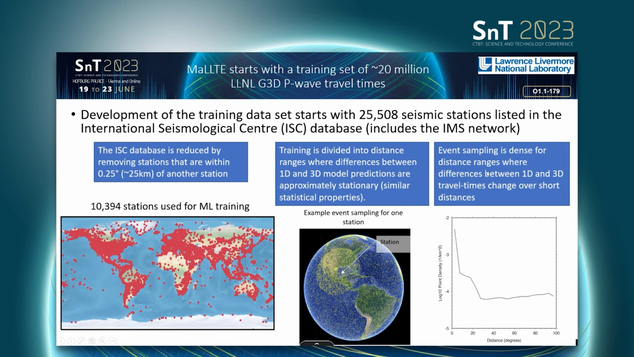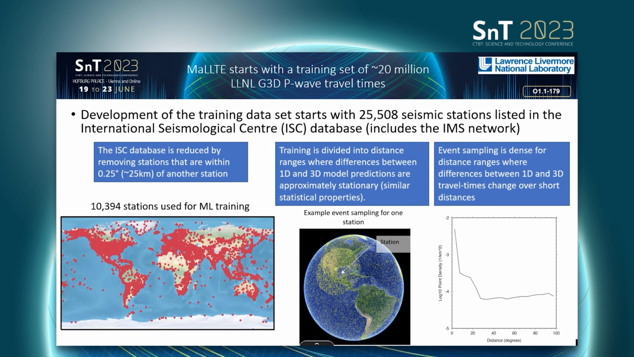At each of those, we sampled hypothetical events, and this shows an example for one station in this center figure here, where you can see that there's high sampling density close to the station, as shown in this figure to the right. So that's distance and then sample density. And then as you move away, we have a little less density at regional distance, and then pretty sparse out to teleseismic, where experience tells us the travel time deviations from the 1D model vary very slowly.